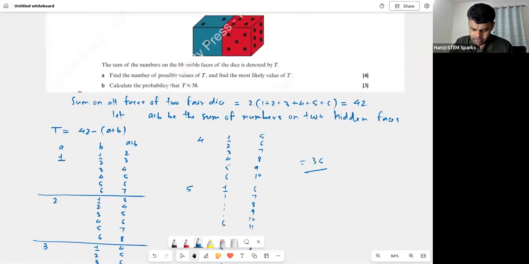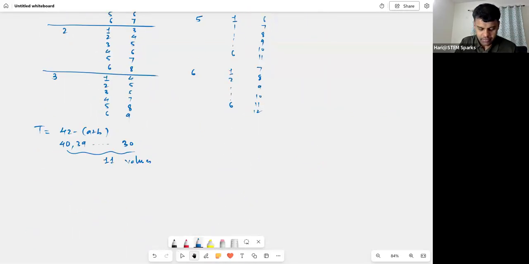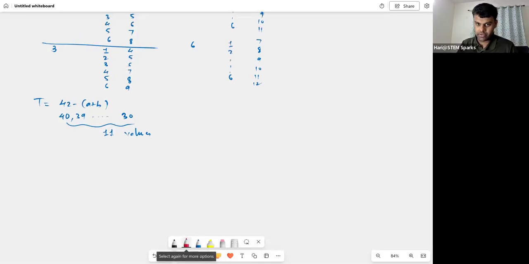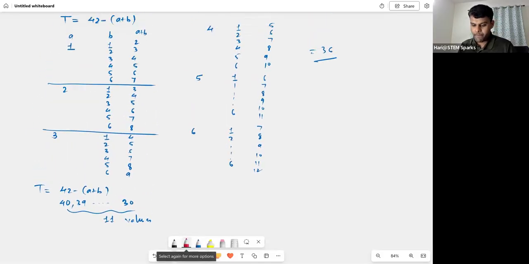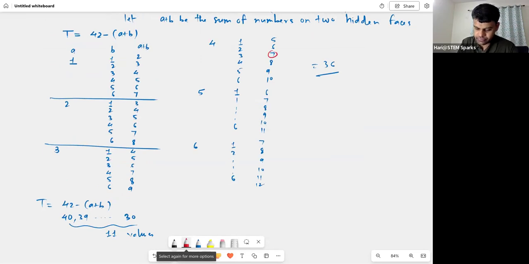The other thing they were asking in the A part is to find the most likely value of t. Now, what should be the most likely value of t? It depends. The most likely value of t depends on the most likely value of a plus b. Got that? What did I say? The most likely value of t depends on the most likely value of a plus b. Now count from your observation what is the most likely value of a plus b. If you see that carefully, you'll find that 7 is the most likely value.